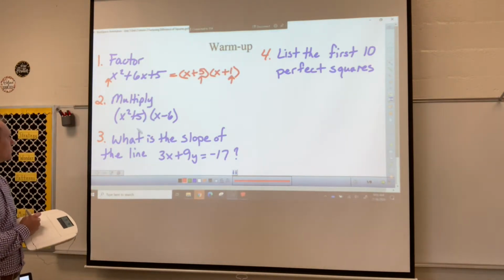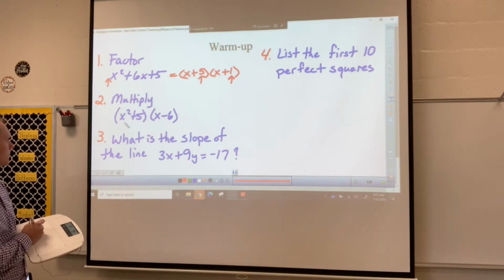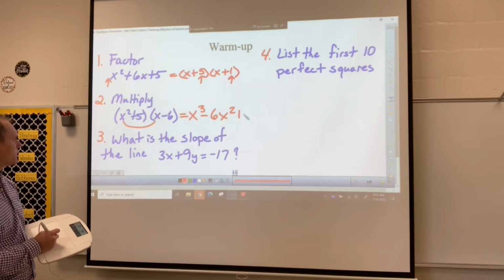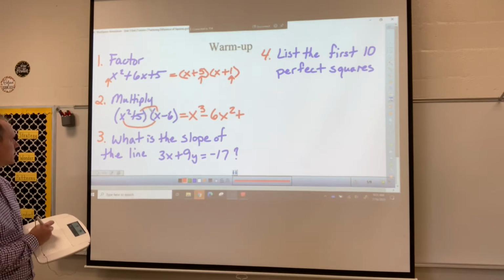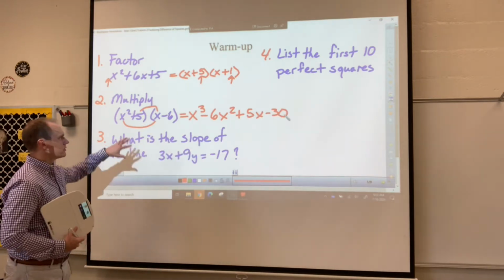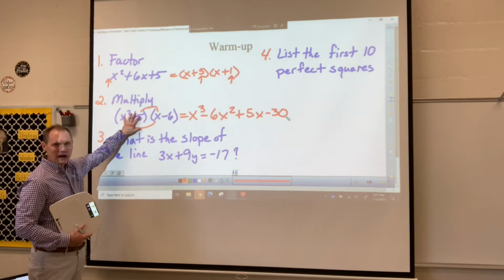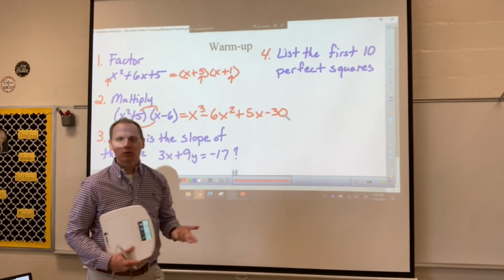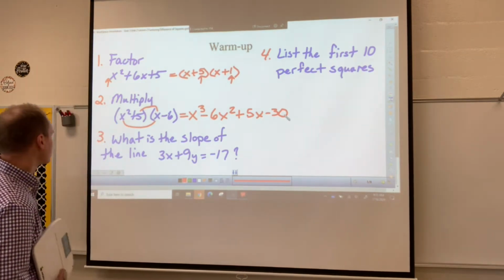1. In number 2 here, when we multiply this out, we're going to get x squared times x is x cubed. X squared times negative 6 is negative 6x squared. And then we're going to end up having a 5x and a negative 30. So in general, we can think about it this way. A quadratic times a linear will always be a cubic. So that's one way you can think about that.